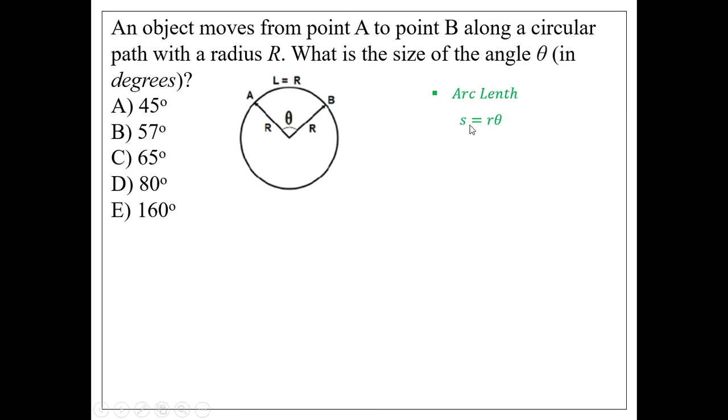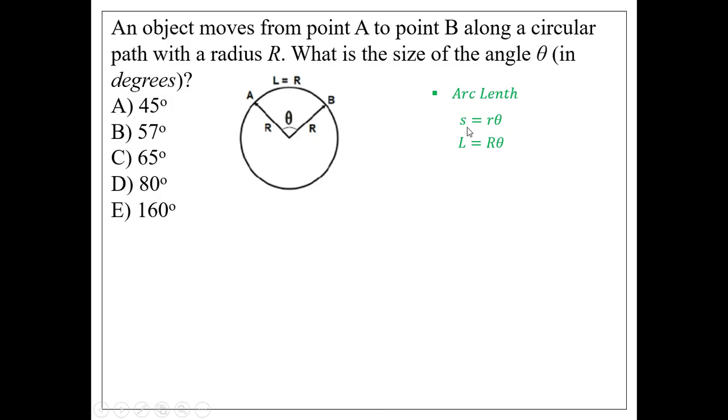Arc length is equal to r theta. S here is arc length, r is the radius of the circle, and theta here is the angle that it traced out in radians. So keep that in mind. So here in the problem, it says the arc length happens to be L. If you look at the diagram from A to B, the diagram labeled that arc length as L, which also is equal to the radius of the circle.